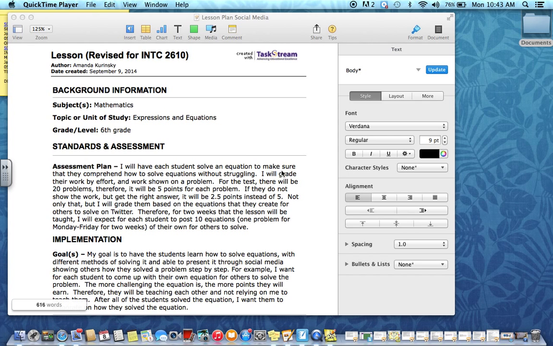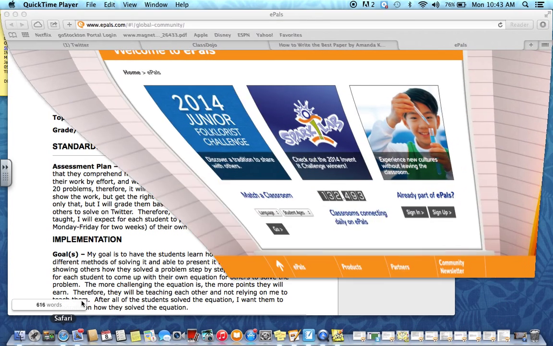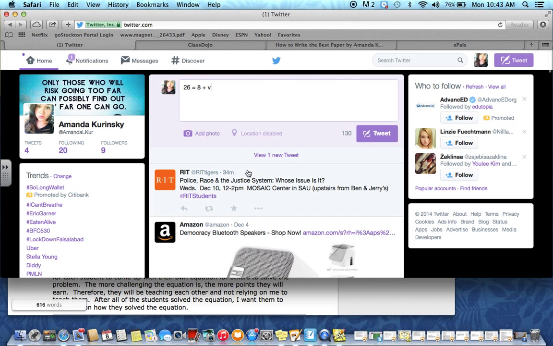The lesson plan incorporates using Twitter. What I want the students to do is put an equation into their tweet and tweet it among their classmates, and for the classmates to answer with the correct answer.